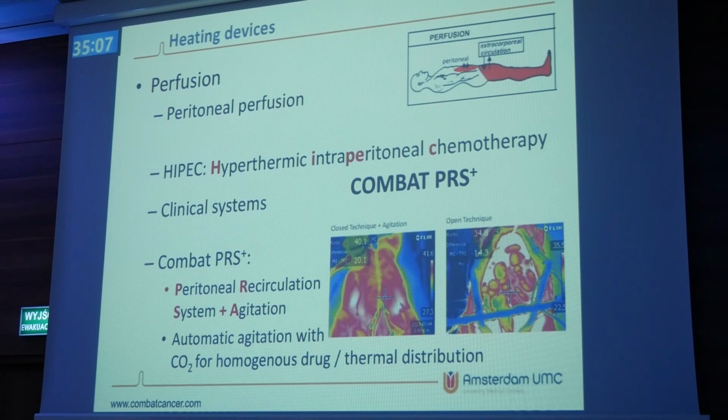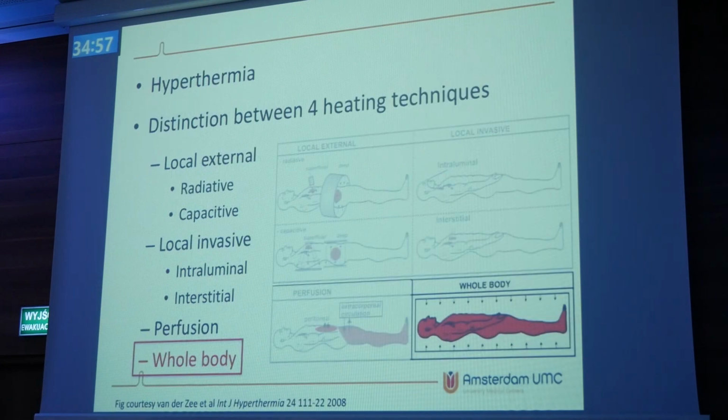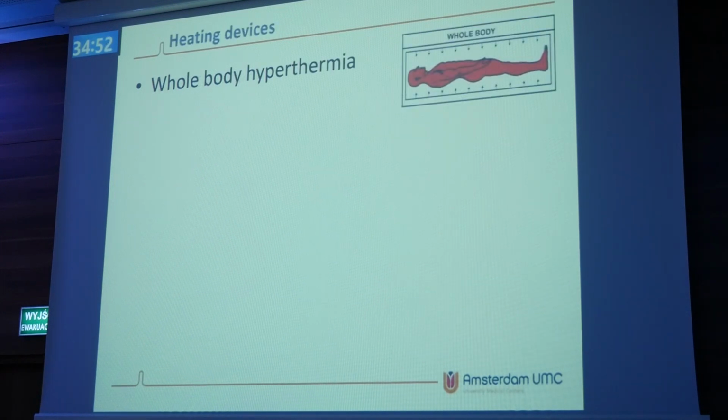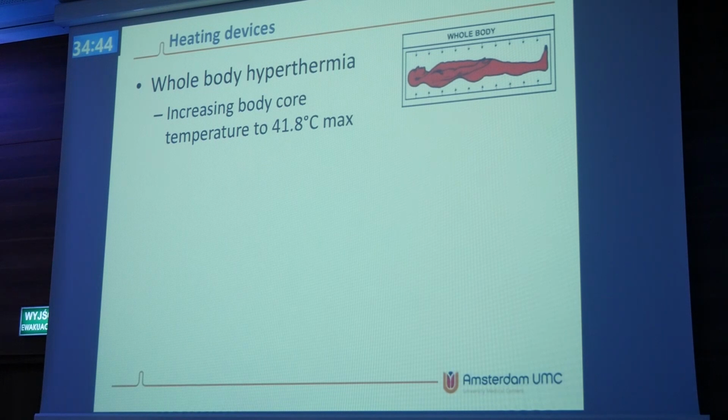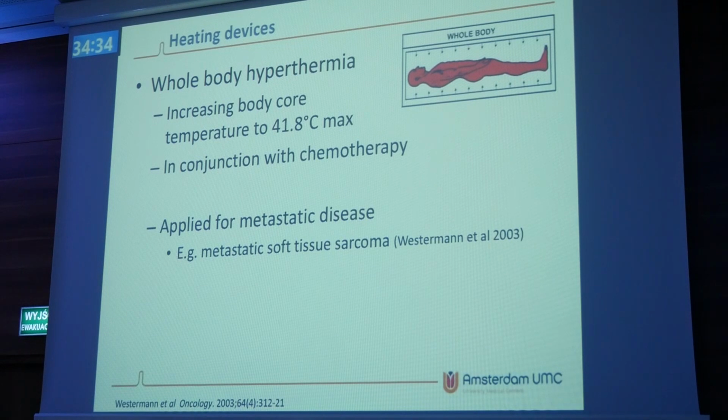And this is then the kind of distributions one can get if you make certain that you get a homogeneous flow and temperature distribution. So the whole body hyperthermia is, of course, from a physics point of view, one of the more simple techniques. But of course, a main limitation is that you cannot possibly raise the temperature higher than 42 degrees centigrade. It's normally used in combination with chemotherapy, and it's applied for metastatic disease.